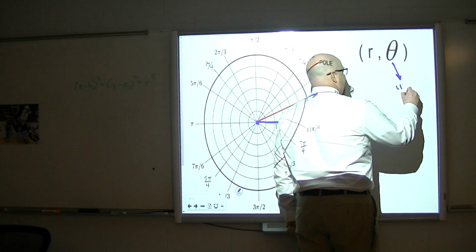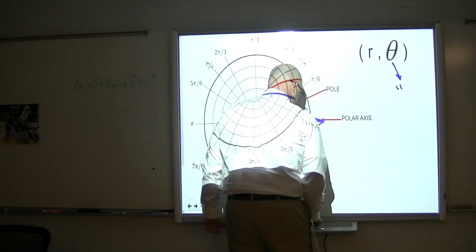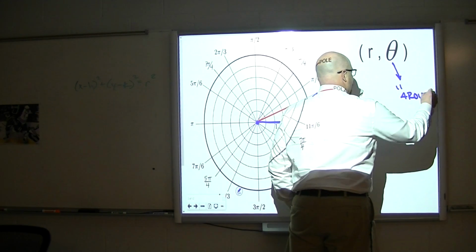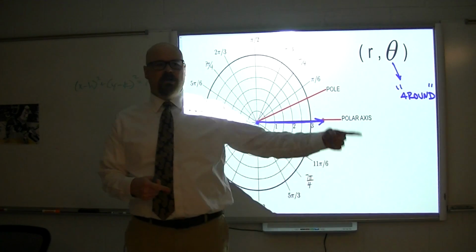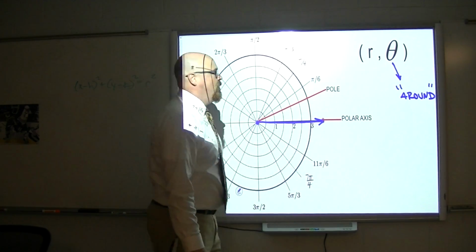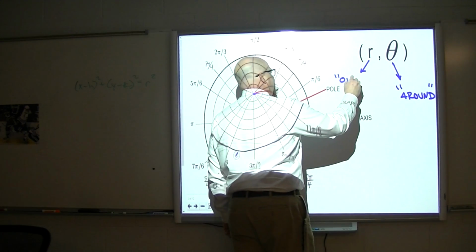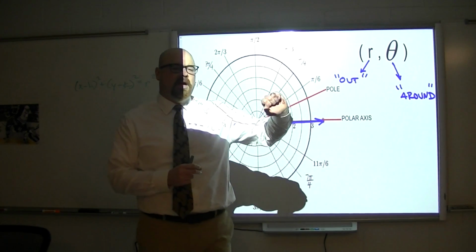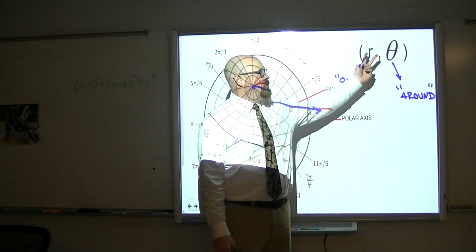So I'm just going to say this is our around coordinate. Should have given myself more room here. That's how far we move around the pole, okay? R, this new value of r, this is how far out we move from the pole, okay? So we're going to do a bunch of examples of this. Just understand that we do have these coordinates.